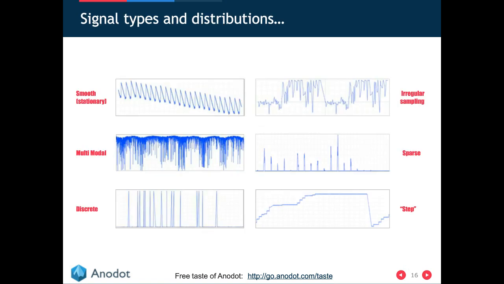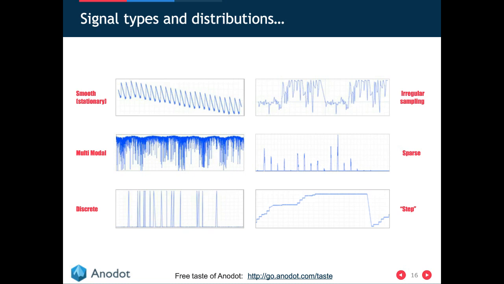So in terms of signal type and distributions, when we started Anodot, we had in mind that most signals are, like the top one on the left, smooth or stationary signals. Why? Because that's usually the way you think about signals and metrics. They're measured constantly all the time, and why should they behave in a very strange way other than stationary way? But once you start collecting data from real systems and real applications and real web services, you see all types of behaviors. And here are a few that are listed on the slide.